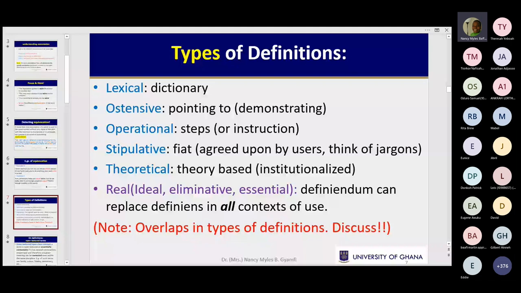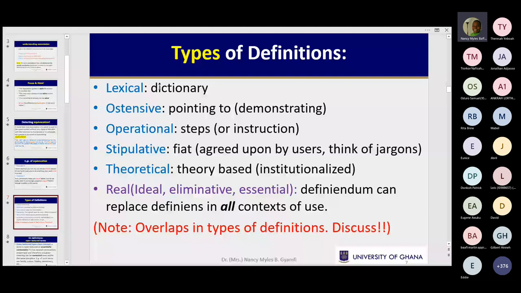Two aspects. What are they? Connotation and denotation. Now on our screen, we are looking at types of definitions. Lexical, that is the meaning you get from the dictionary. So you don't know the meaning of so and so? Oh, look it up in the dictionary. Then go into the dictionary and read the meaning there. The kind of definition where you get meanings from the dictionary, the lexicon, is what we call lexical definition. Finito. No qualms about it.